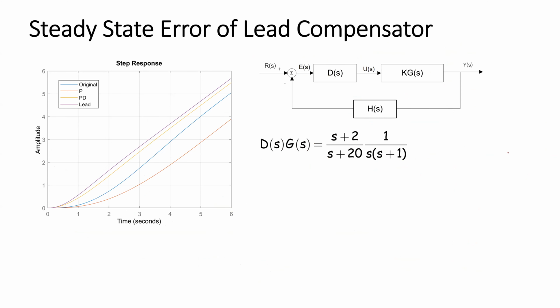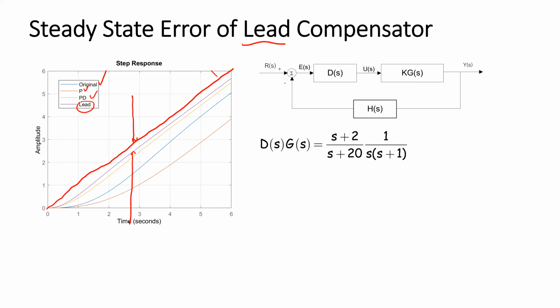So what we are going to do next is, in our previous derivation, we saw that the lead compensator can provide a good response compared to the reference, better than the original system, better than the P control and PD control. But the one problem is we still have the steady state error.